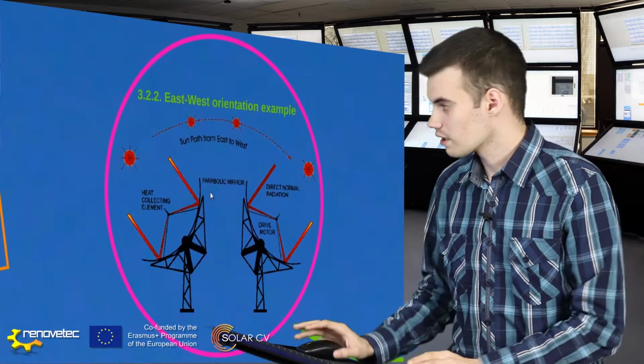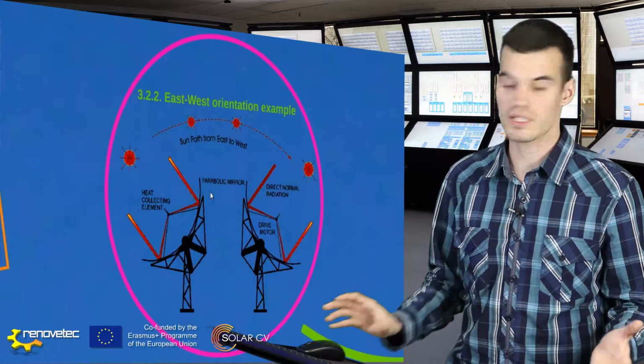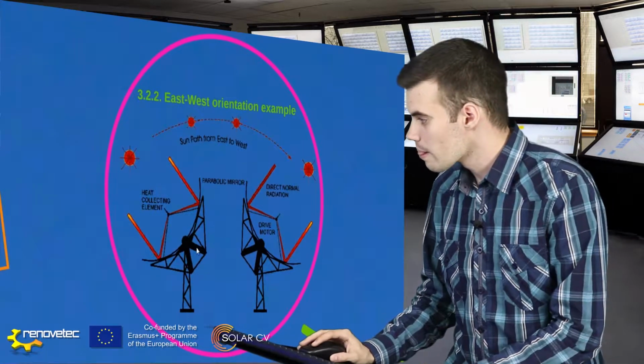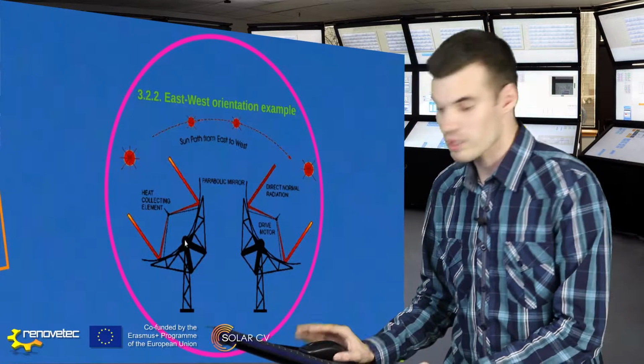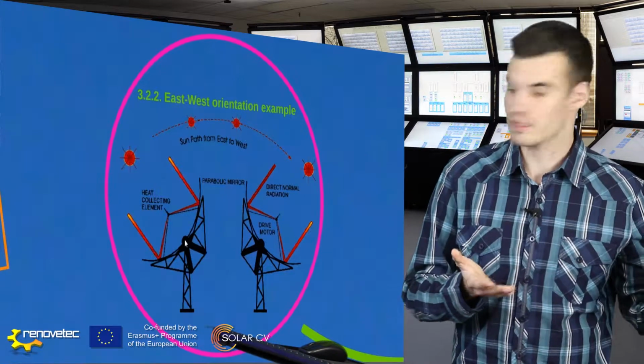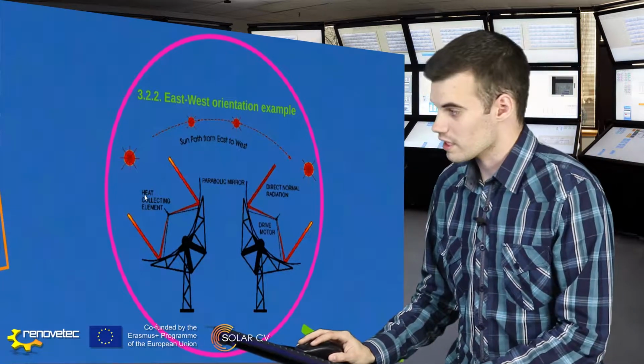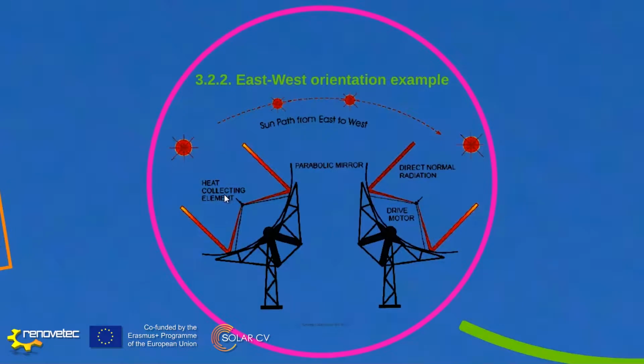Here our final decision is the east-west orientation. We can see the absorber tube, which is oriented in the north-south orientation, which is the heat collecting element, that is HCE, the parabolic trough, and the sun, which rises from the east and sets in the west.